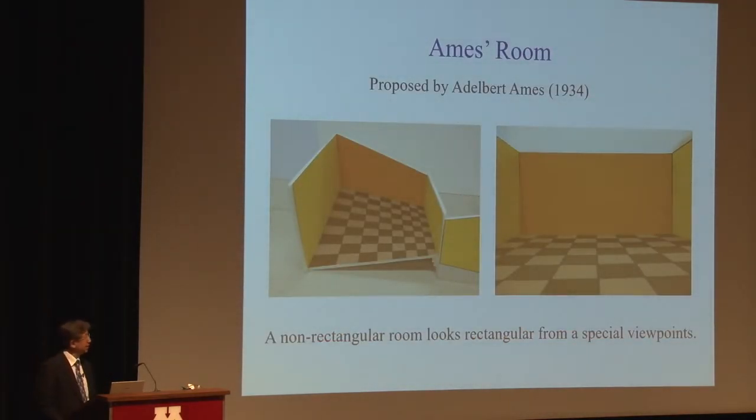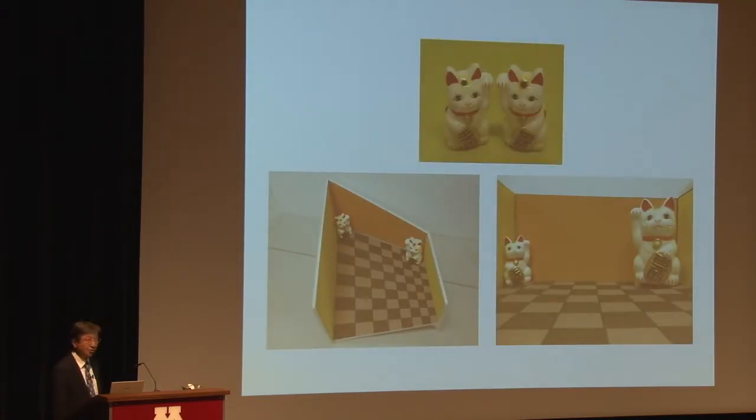But similar impossible motion was known from old, I think. The one of the oldest one is Ames' Loom. Ames is Adelbert Ames, American. And he constructed a non-rectangular loom, as shown on the left. But that loom is special in the sense that if we see it from a special viewpoint, it looks like rectangular loom. And so if we stand at the two corners, their height looks like very different. And if they change their positions, their perceived heights also exchange. This is a kind of impossible motion.